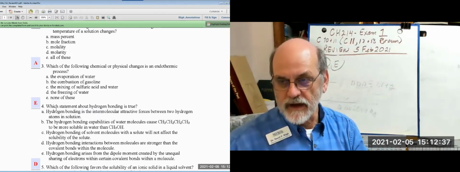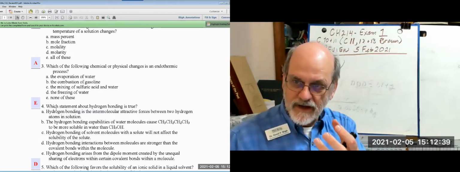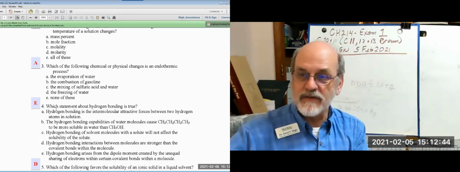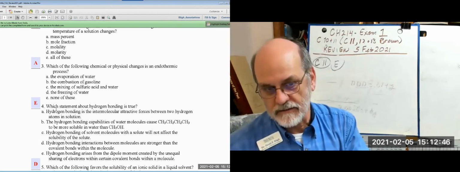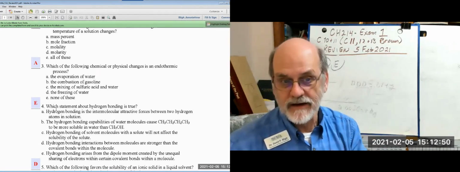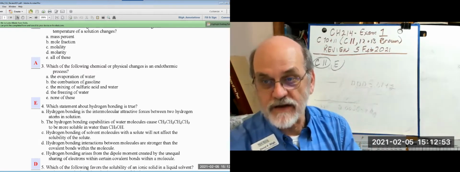Freezing water. As water freezes, the water itself, the system, decreases in energy. It's got to give it up somewhere. It's exothermic. So the only one that fits this scenario is A. Evaporation of water is an endothermic process.